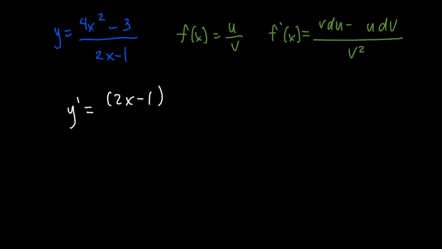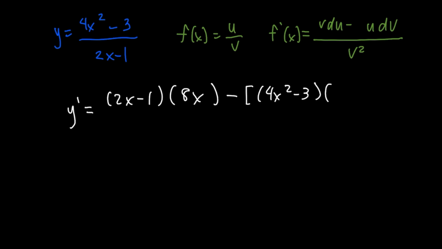Then let's derive du, which is the numerator. If we derive 4x squared, that will be 8x. And if we derive negative 3, that is a constant, so that is 0. Minus, let's copy du, which is 4x squared minus 3.